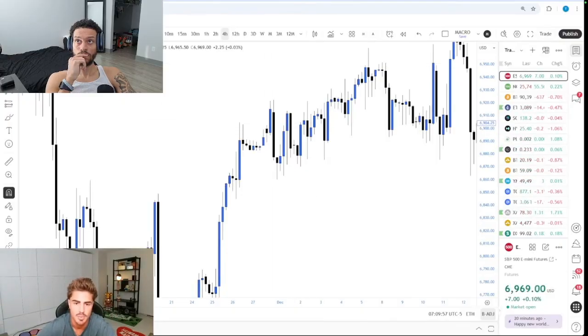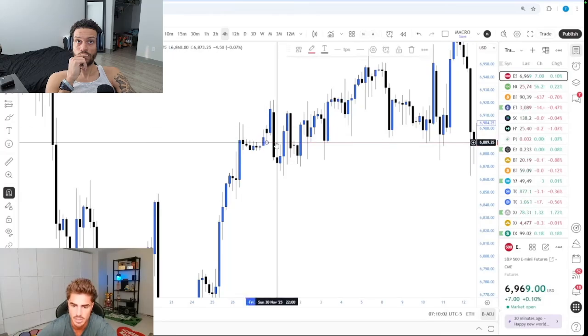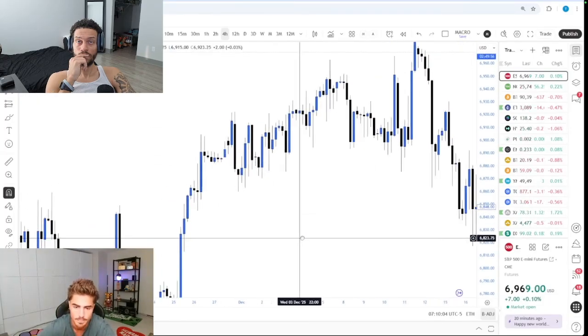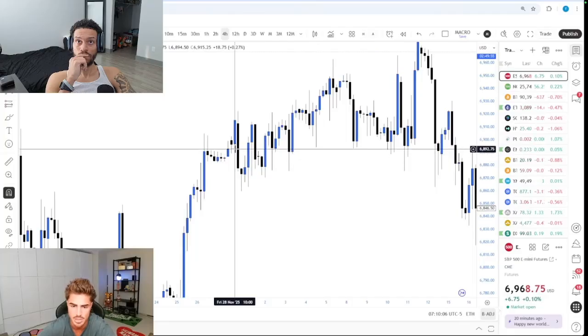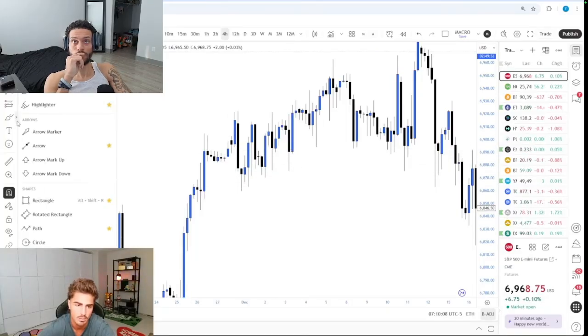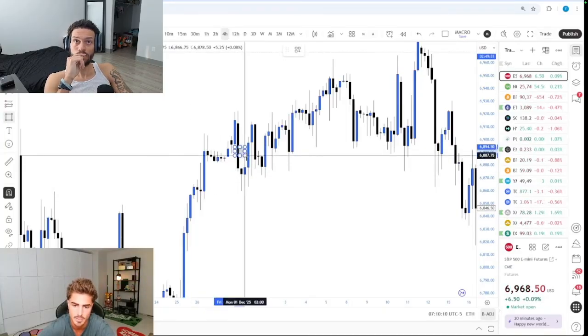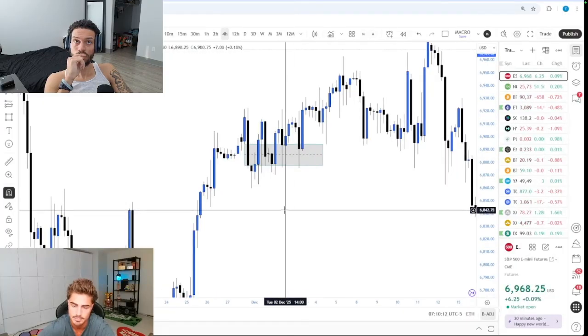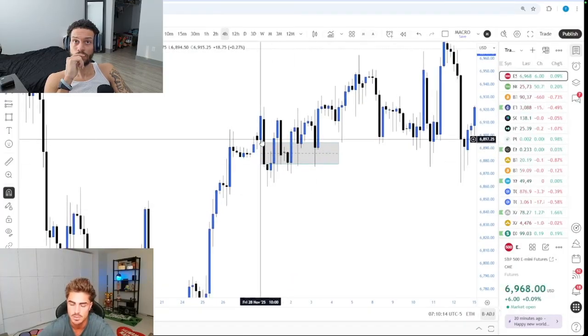Price comes down, we break structure to the downside right here, right? This is the most recent low, we get a closure underneath it. Awesome, cool. We're in a downtrend at this point in time. And what do we see? Awesome, we have a bearish fair value gap right here. What does price do? Price comes up, and then what do we end up doing? We end up inversing this fair value gap.